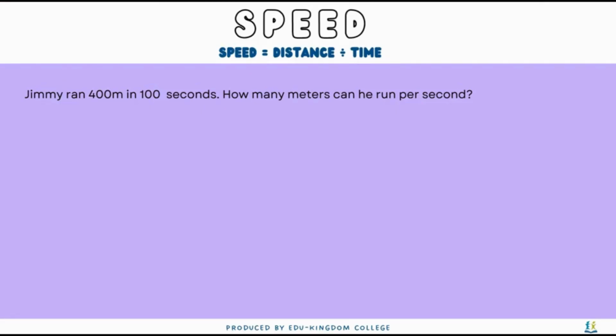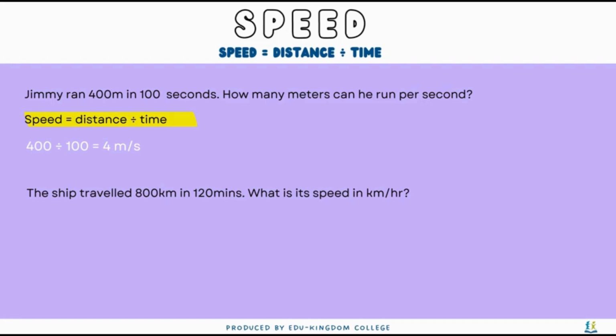Now let's have a look at speed. Jimmy ran 400 meters in 100 seconds. How many meters can he run per second? We are given a distance and a time, and we can put this into the formula. Speed equals distance divided by time to find how many meters he can run per second. 400 divided by 100 gives us 4 meters per second.